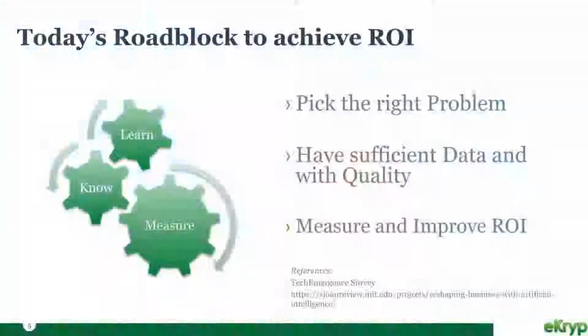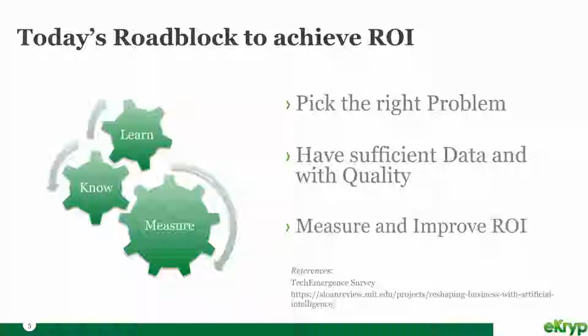So the bottommost reference with respect to MIT and BCG consulting: 1,700 companies of various sizes, mostly big companies, were surveyed to see, okay, you have done AI and IoT so far, what are the problems that you're facing, and where exactly are you seeing bottlenecks? And this is something that we see on a day-to-day basis at eKryp too when we work with our enterprise clients. So usually, these are the top 3 things that come out.